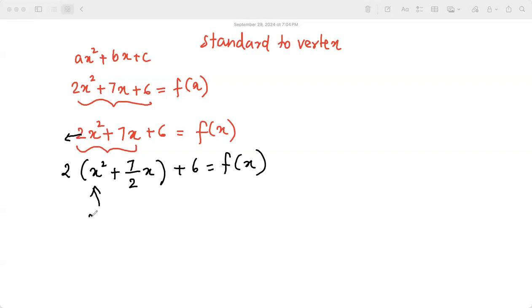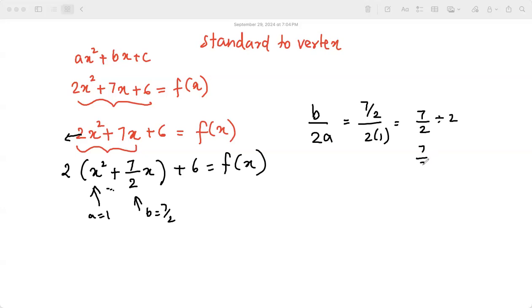See, a is 1, b is 7 by 2. So b by 2a you need to find out, right? What is b by 2a to be added to this term? b is 7 by 2, 2a is 2 times 1. So 7 by 2 divided by 2 is what? 7 by 2 times 1 by 2, which is 7 by 4.